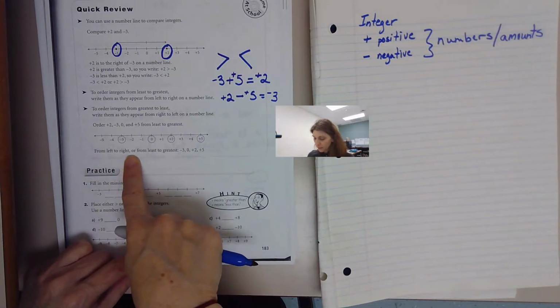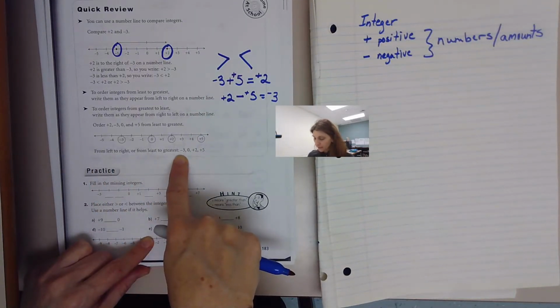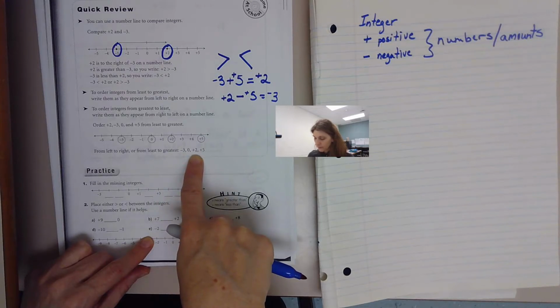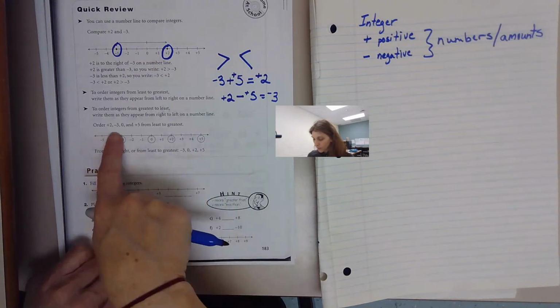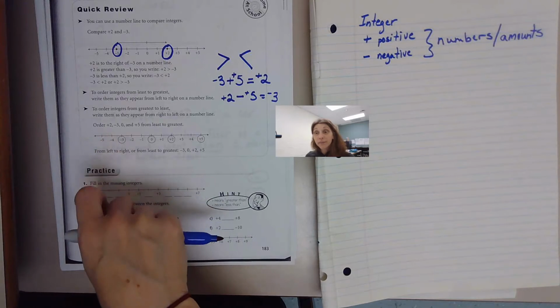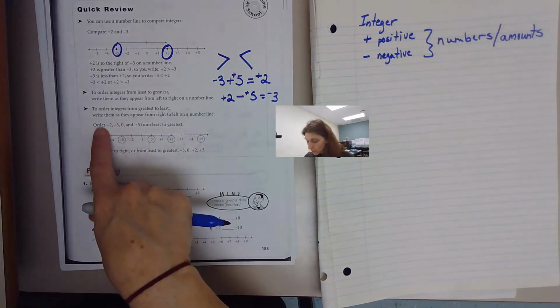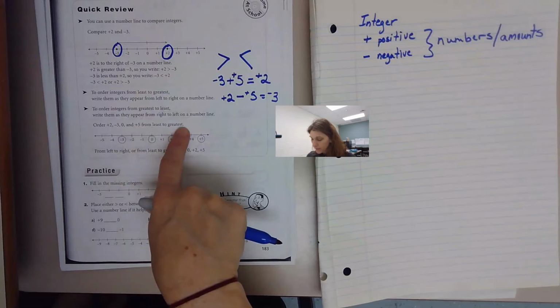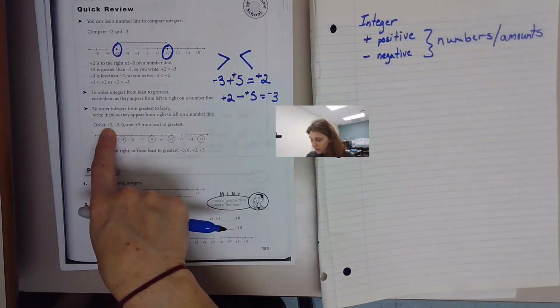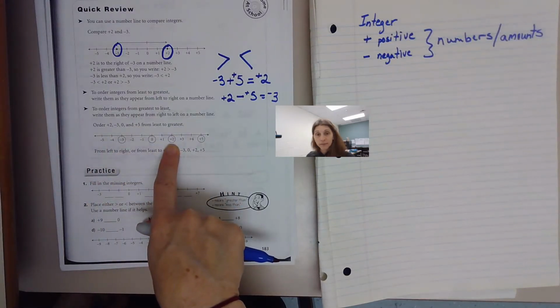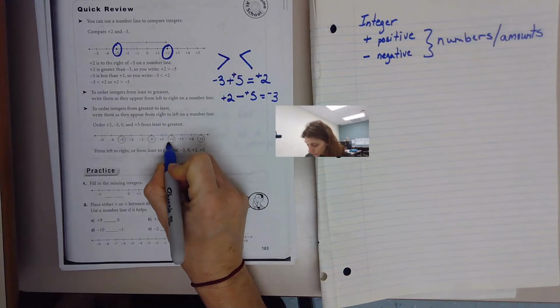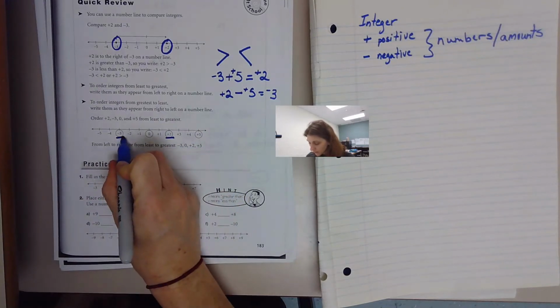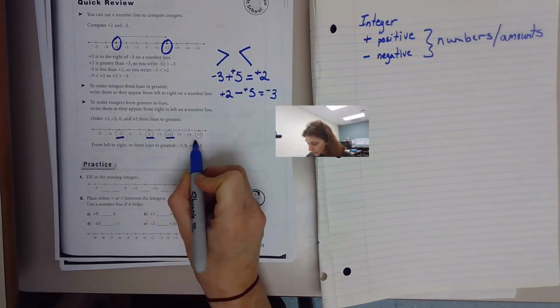From left to right, or from least to greatest: -3, 0, +2, +5. Oh, sorry, I completely missed this. Order +2, -3, 0, and +5 from least to greatest. So here we have +2, they put it here. If you find it on your number line, +2, -3, 0, and +5.